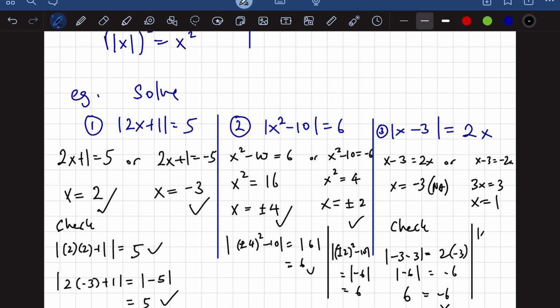So 1 minus 3 equals negative 2. Modulus of negative 2 is 2, and therefore 2 equals 2. Yeah, that is true. So that will be correct. All right. So in this example, you can see that after I've found my x value, I have to do a check to see if the answers are valid, because sometimes you come across answers that are not valid. All right. So you have to take note of that.